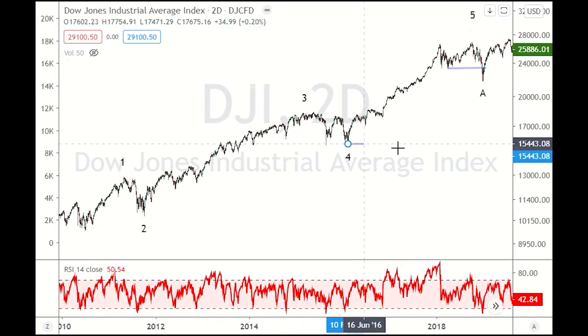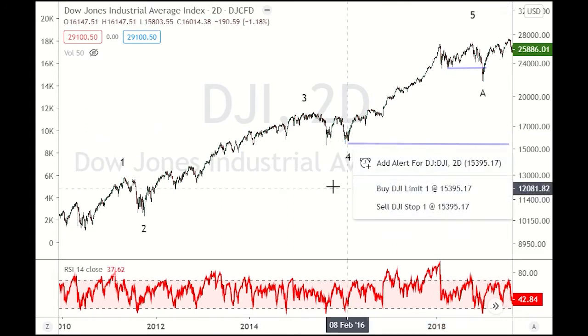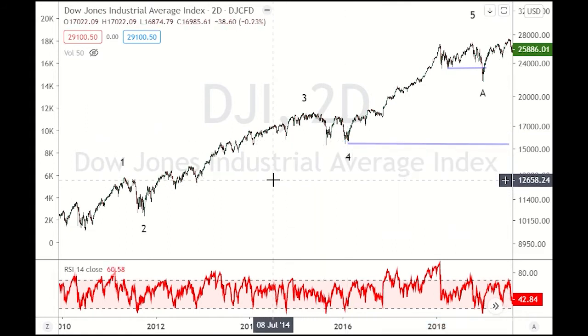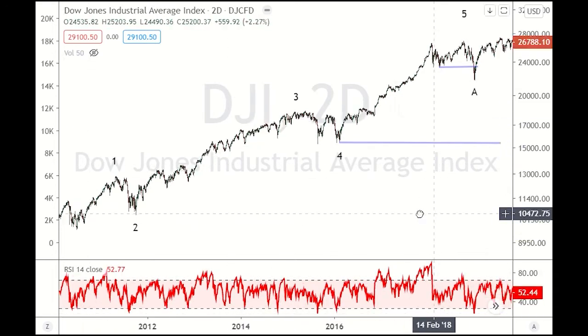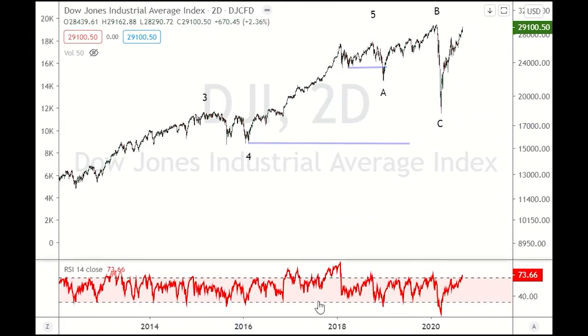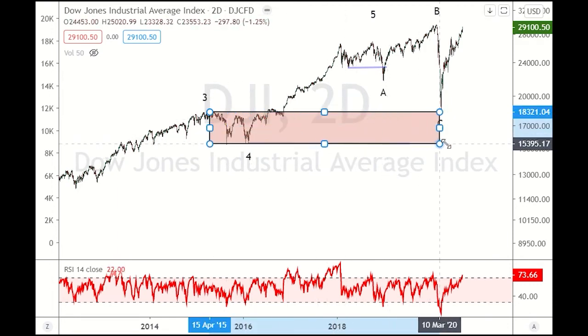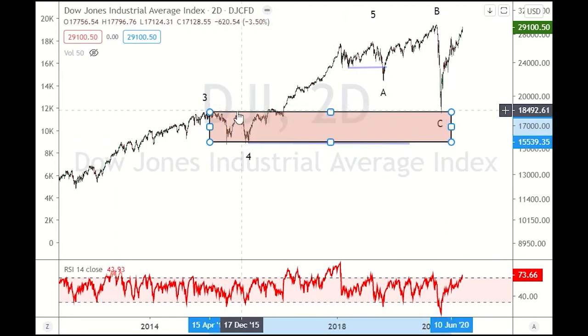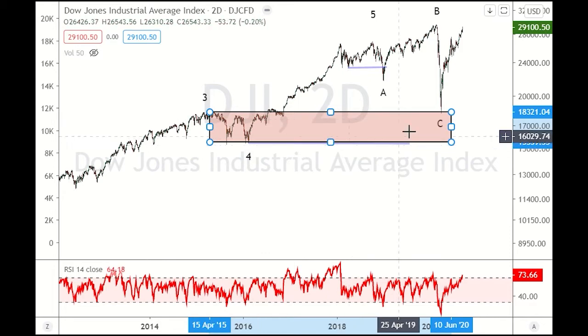Now, another thing to keep in mind when you're talking about the revisit to the previous fourth wave extreme is that sometimes it doesn't make it all the way to the fourth wave extreme. It'll enter into the territory of that fourth wave, and that's exactly what happened here with that 2020 collapse in prices. It didn't make it to that fourth wave extreme, but it came very close to touching the price territory of the previous fourth wave.